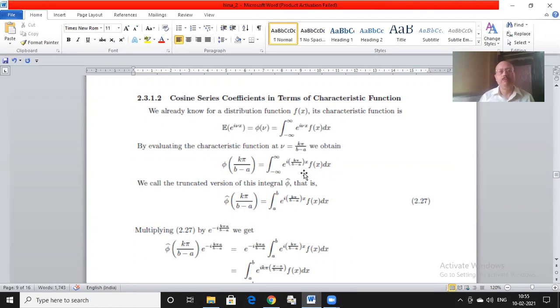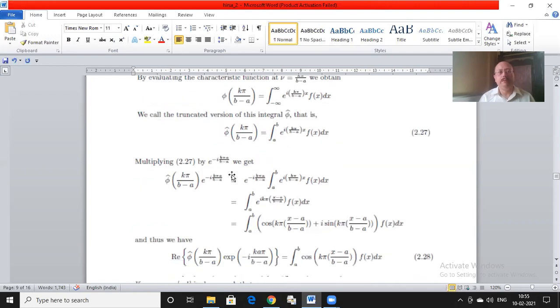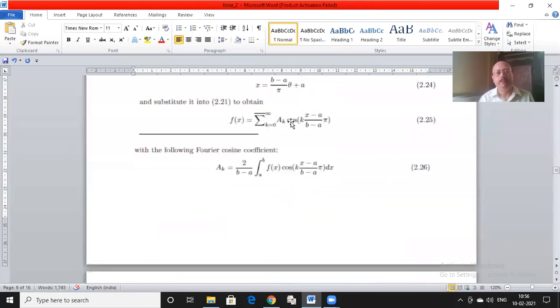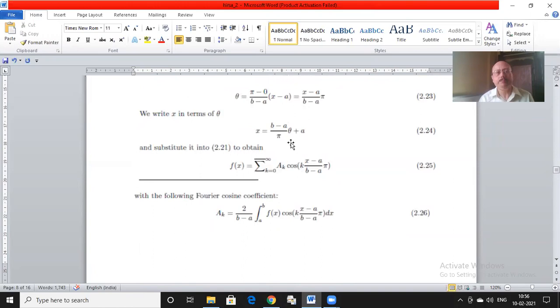Okay. So what do I do? I have made a change of variable from x to theta. So I want that to be reflected here. So I multiply this 2.27 both sides by e to the power minus i k pi a by b minus a. That is for the transformation. So this side I have this additional term, and on this side I have this e to the power term outside, which I can take inside, because if I take it inside, then I have got theta here. I have a term which is exactly like theta. It will be exactly like this, k pi (x minus a)/(b minus a), as in 2.25.